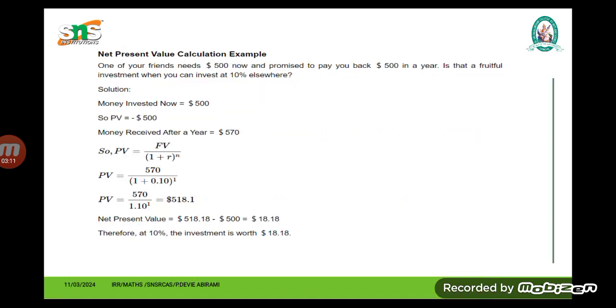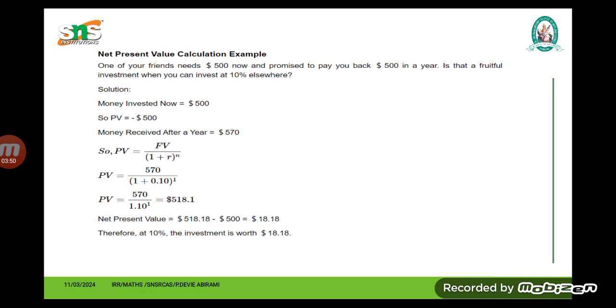Let us see with one example. One of our friends needs $500 now and promises to pay you back $570 in a year. Is that a fruitful investment when you can invest at 10% elsewhere? Money invested now, that is the initial payment, is $500, so the net present value is minus 500. Money received after 1 year is $570. So my present value formula is FV divided by (1 plus R) whole power n.